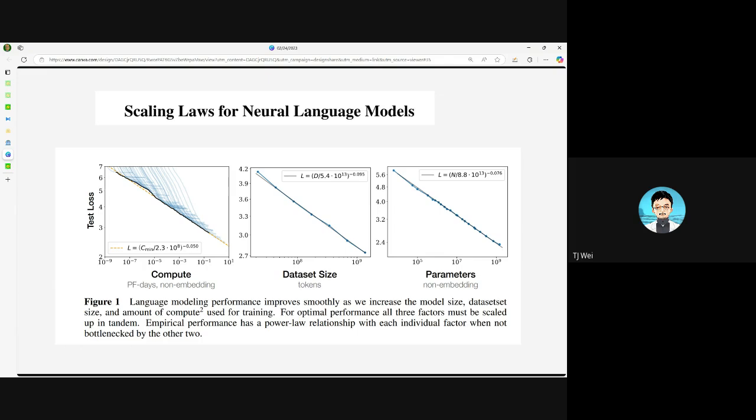So this paper, Scaling Laws for Neural Language Models, gives a formula of the power ratios between the compute power, data size, and the model size, that is, the parameters. For compute, PF-days means petaflops per second, and if it runs for a day, it is like 86,400 seconds per day.